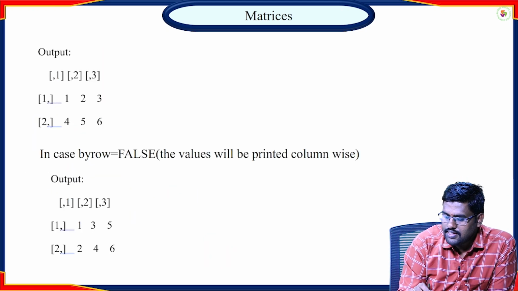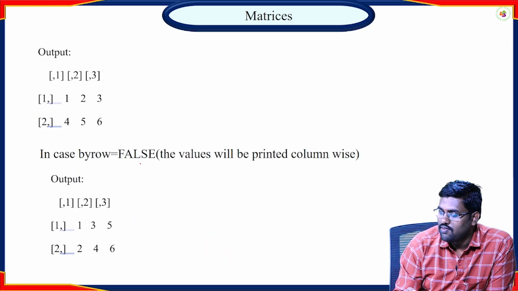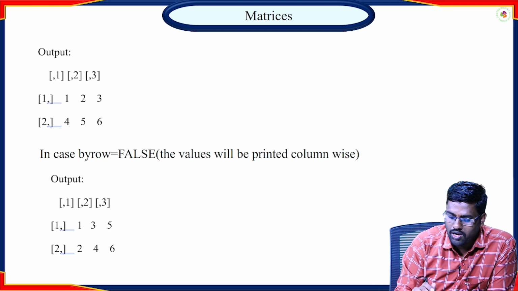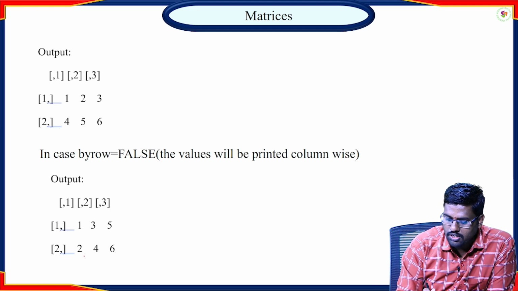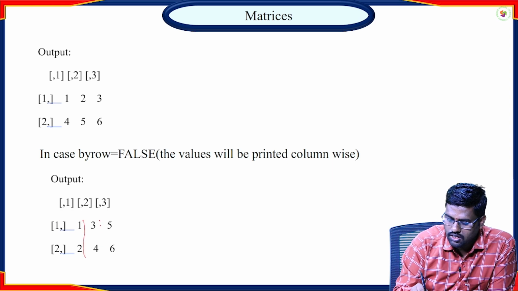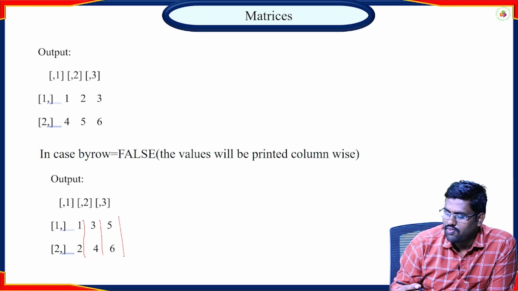Next, in case I change byrow to false, the values will be printed opposite of row, that means column wise. So column wise, first 1, 2 will be printed, next 3, 4, next 5, 6. Like this the values will be displayed column wise.